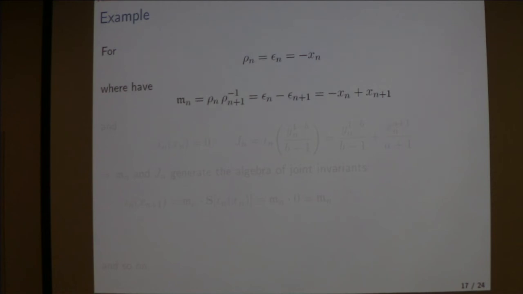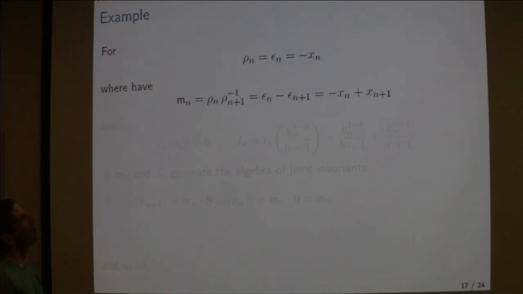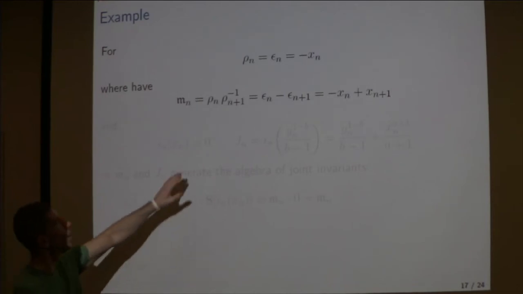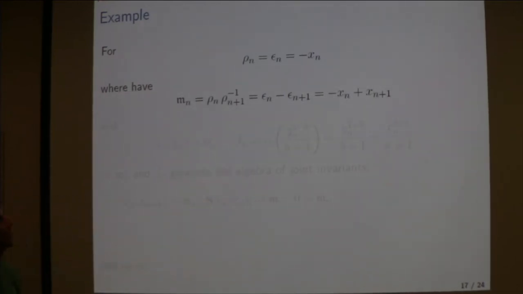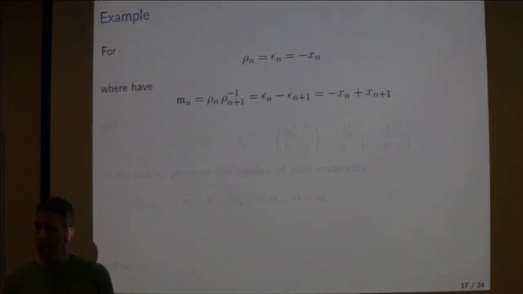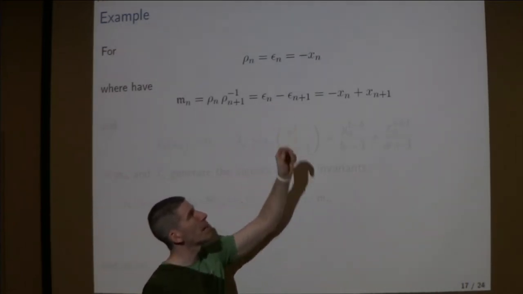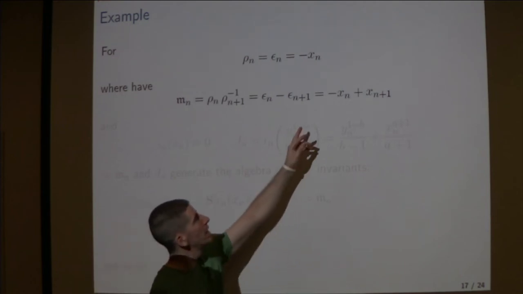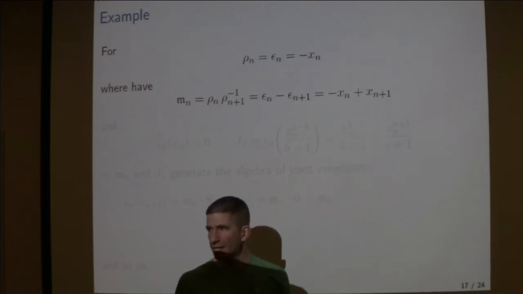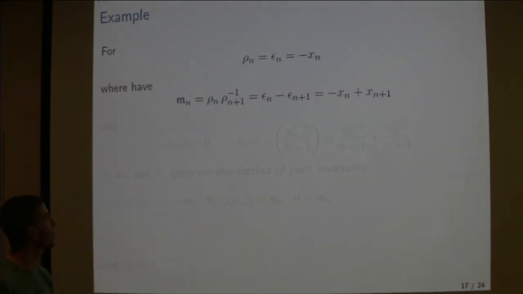Yeah, so if we come back to our running example, we have the moving frame, which is epsilon n equals negative xn. Then we can compute the Maurer-Cartan invariant, which is rho n times rho n plus 1 inverse. Now, this is usually the group product. In our case, it's just addition, and so the inverse is just negation. So this product becomes epsilon n minus epsilon n plus 1. Epsilon n is negative xn, and epsilon n plus 1 will be negative xn plus 1. The minus cancel, and we obtain this quantity, which is invariant.